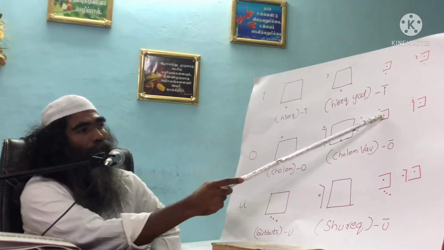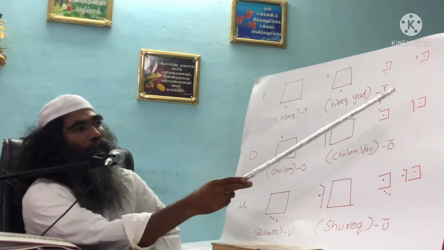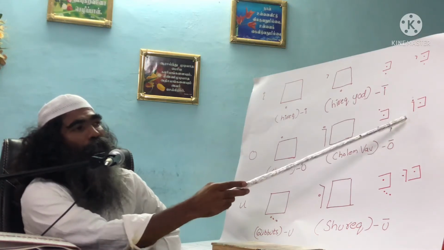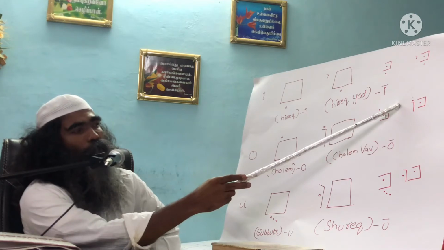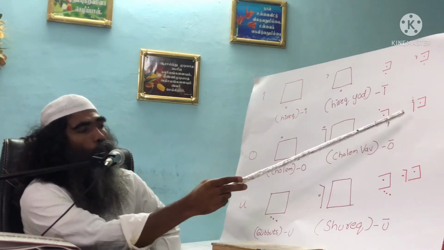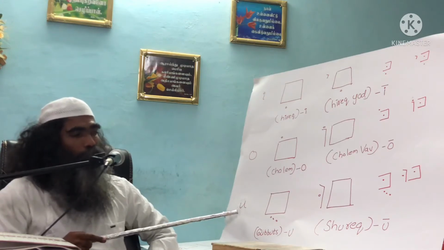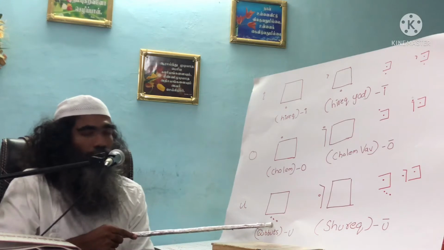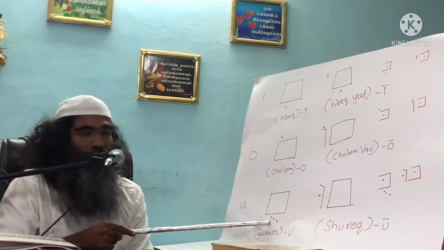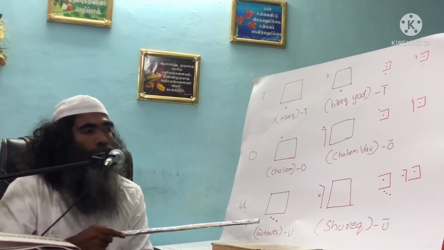B with a single dot above is Bo. B with a vowel and a single dot above the vowel is pronounced Bo. Then coming to the last English letter U, 3 dots written in a slanting fashion below the letter is U.